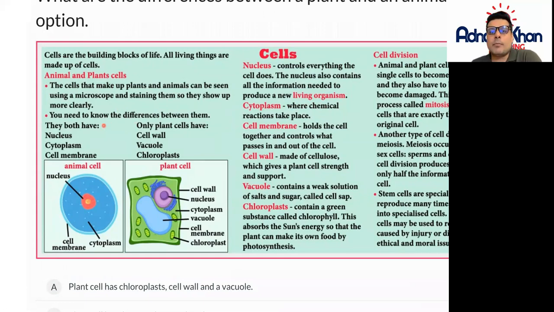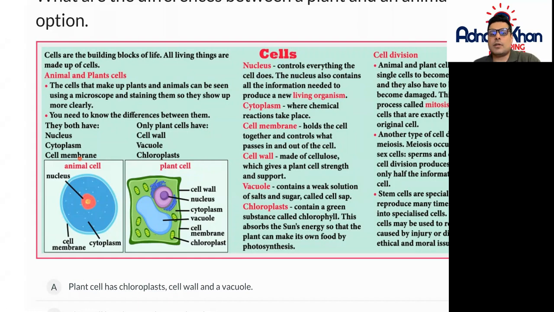So first of all, both animal and plant cells have a nucleus. They have a cytoplasm and a cell membrane to protect the cell on the outside and the inside. Only plant cells, however, have what we call a cell wall, a vacuole, and chloroplasts.